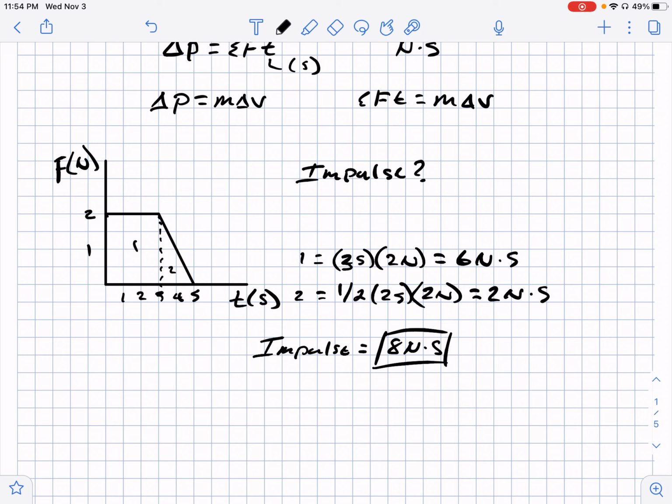Okay, so if it's a constant force, we can just use our equation Ft and calculate your impulse, or we can find the change in momentum. And then if it's a variable force, then we're going to go to a force time graph and find the area underneath that curve.